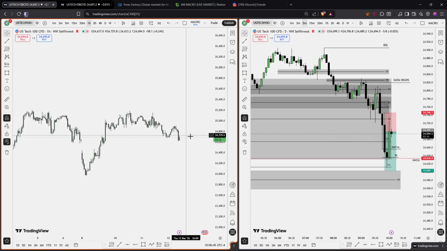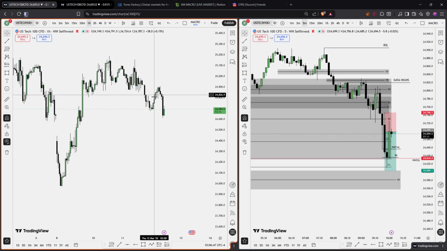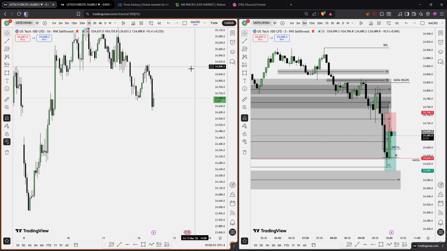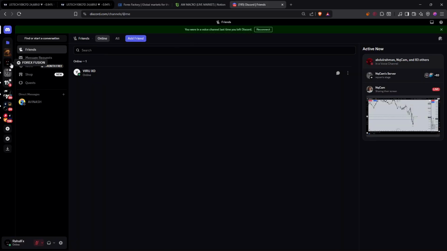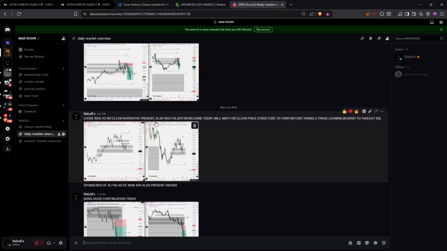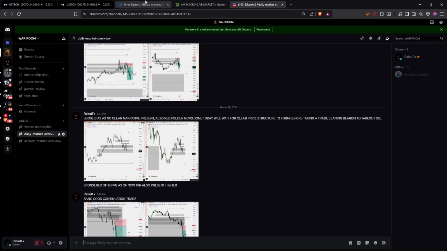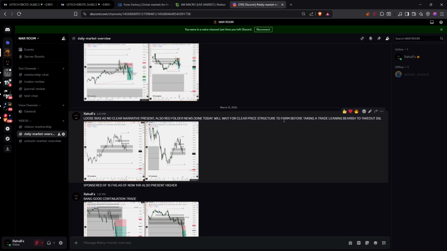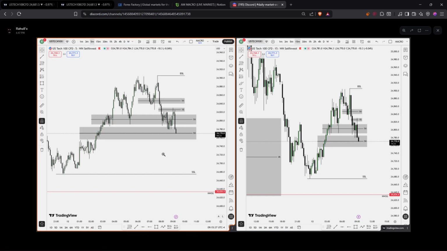If I look at this 1 hour time frame, we had a nice change in the state of delivery because inside this 1 hour FVG the market seemed to break through it. Now if you see here, I had a loose bias as no clear narrative was present. Also, there's red folder news today, unemployment claims, and I'd want ultra clear price structure to form before taking a trade, leaning bearish to take out sell side liquidity. So this is a pretty loose market bias.